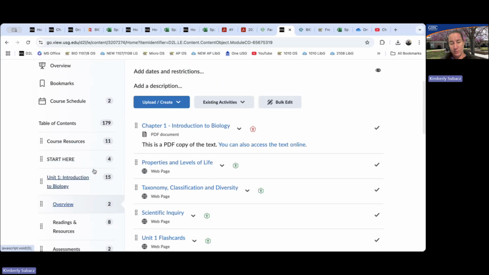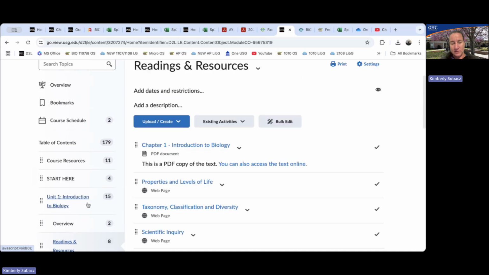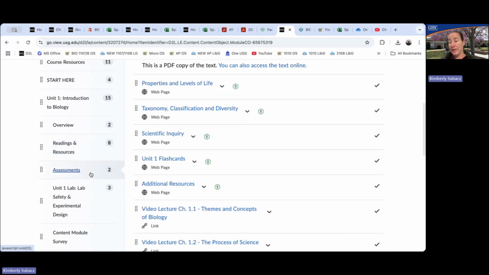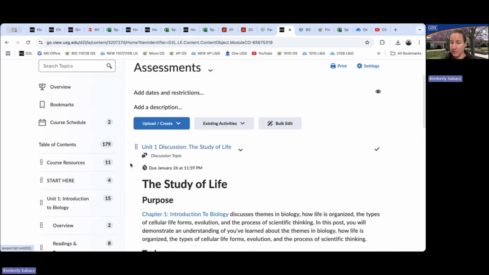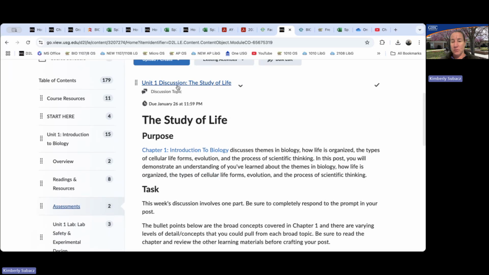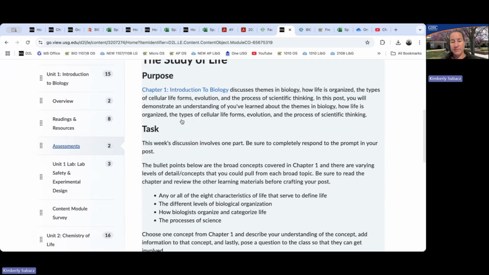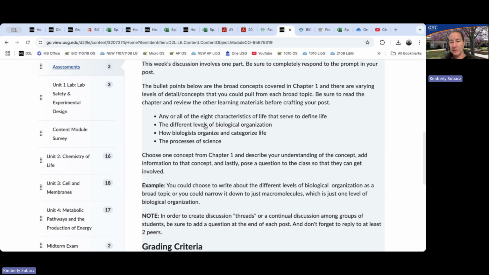So we had the overview, and then we had the readings and resources. And now it's the graded items. What am I getting graded on in this chapter? So we have the Unit 1 discussion, where we're going to talk about all the things. It's talking about the study of life and all of these different bullet point things that give you ideas on what you could talk about.